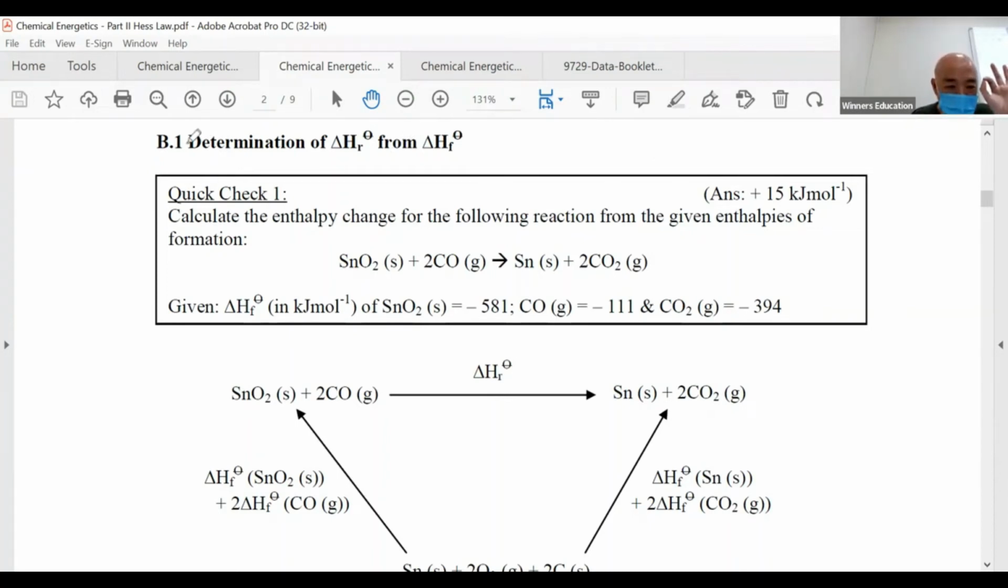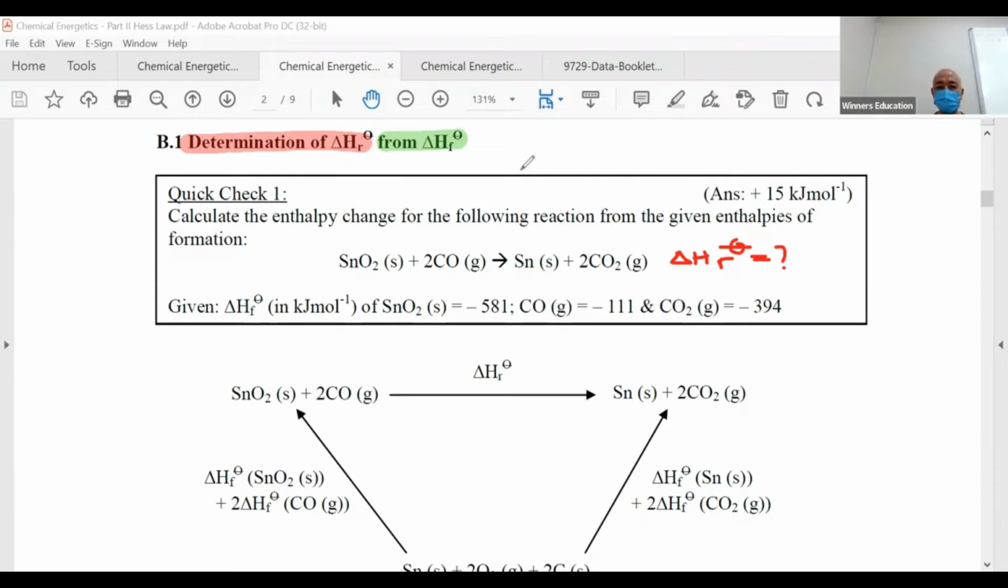Now, first one is we want to determine the reaction enthalpy. Follow me closely here. It's a kind of classic. From formation enthalpy, information given. So you look at this question, they ask you to find the delta HR of this reaction, right? That's the question.